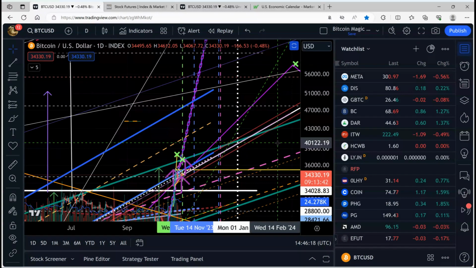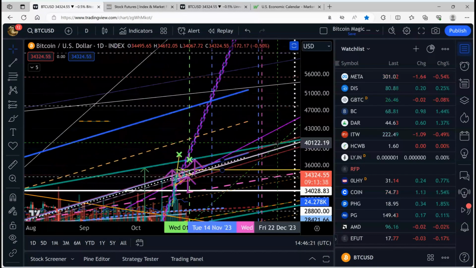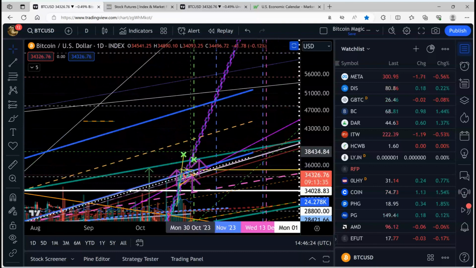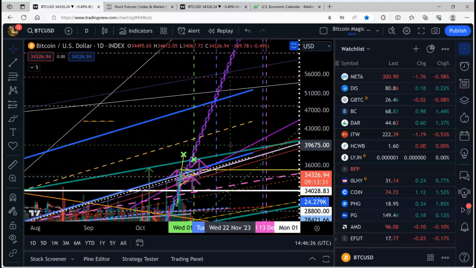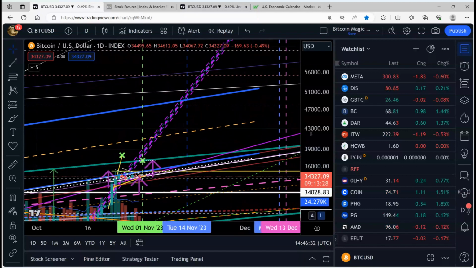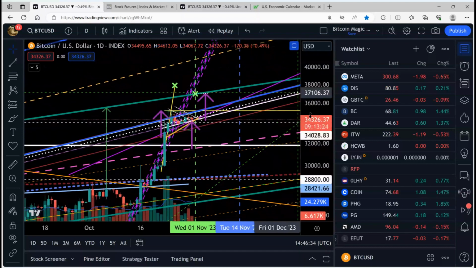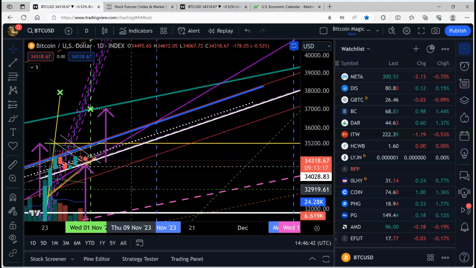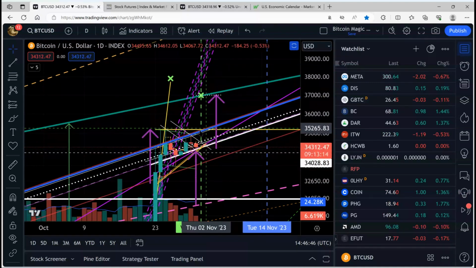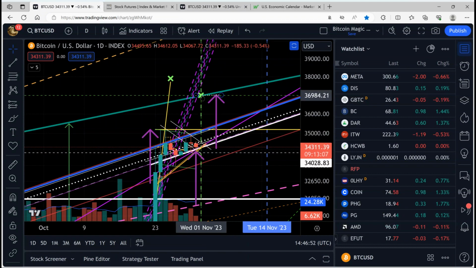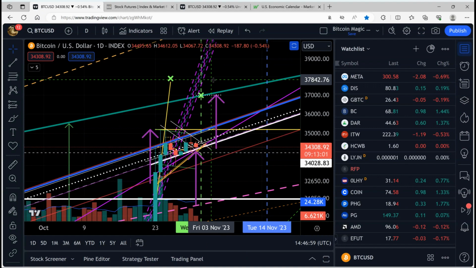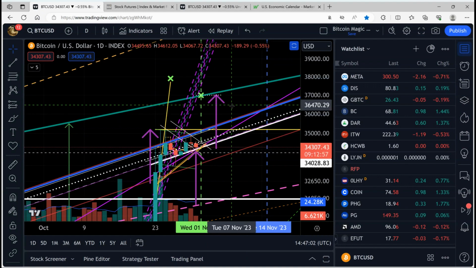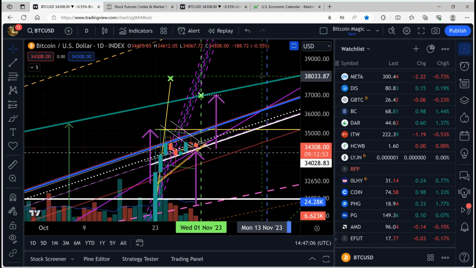So maybe what we do is break out up into this range. Let's zoom in a little bit more on the daily time frame. We're here now. Break up to like this green X here, and maybe even above the green channel a little bit, and do some more consolidation in this range before heading upwards.